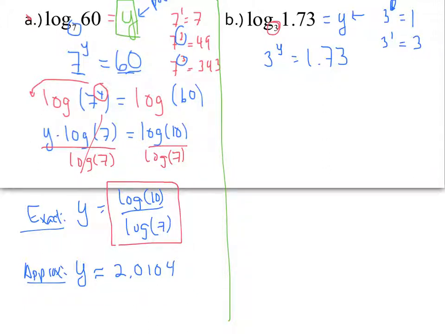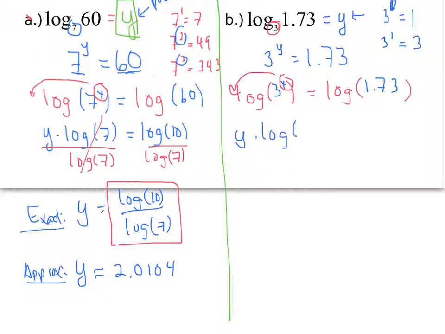So here we take the log of both sides. That means I have the log function. I'm going to put something inside of that one, and something inside of this one, and it's going to be the same number, just different ways of writing it. On the left, I'm going to put 3 to the y. On the right, I'm going to put 1.73. I remember that this exponent can drop down to the front. So I'll get that y times log of 3 is equal to log of 1.73.